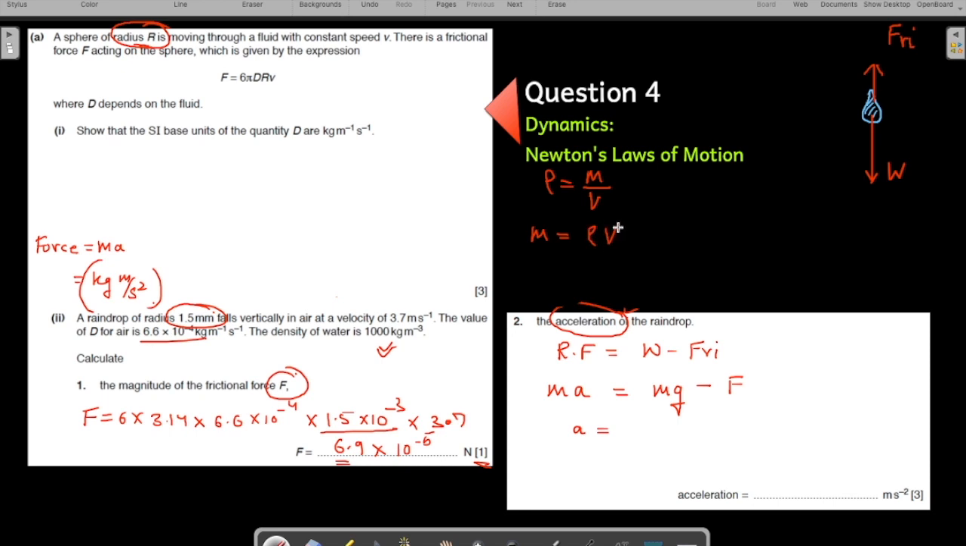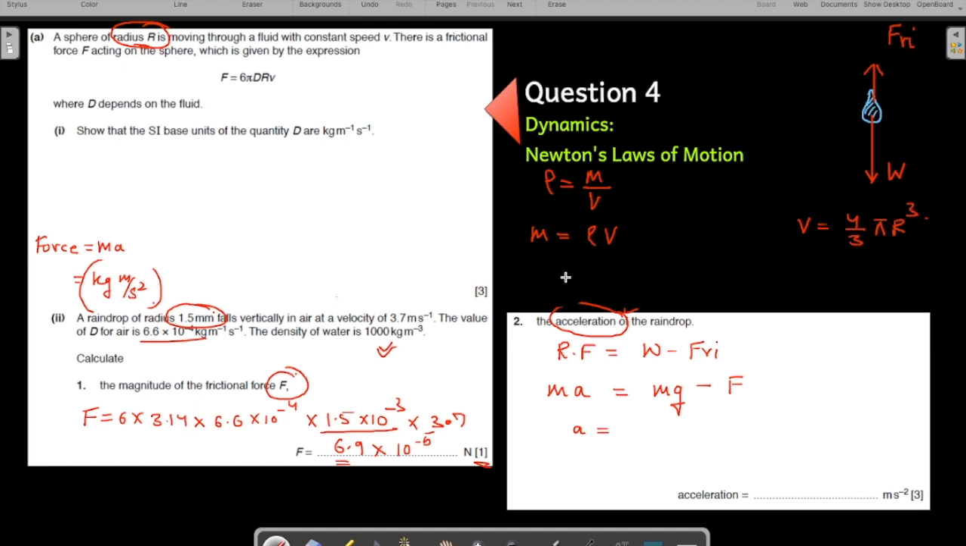So mass is density times volume. Why are we using the density formula to find the mass? Because we are given the value of the density. It should give you a hint that we are going to use the density formula for finding the mass. We are given the density and also the radius. Radius means you can find the volume, right? The volume for a sphere is 4 by 3 pi r cube.